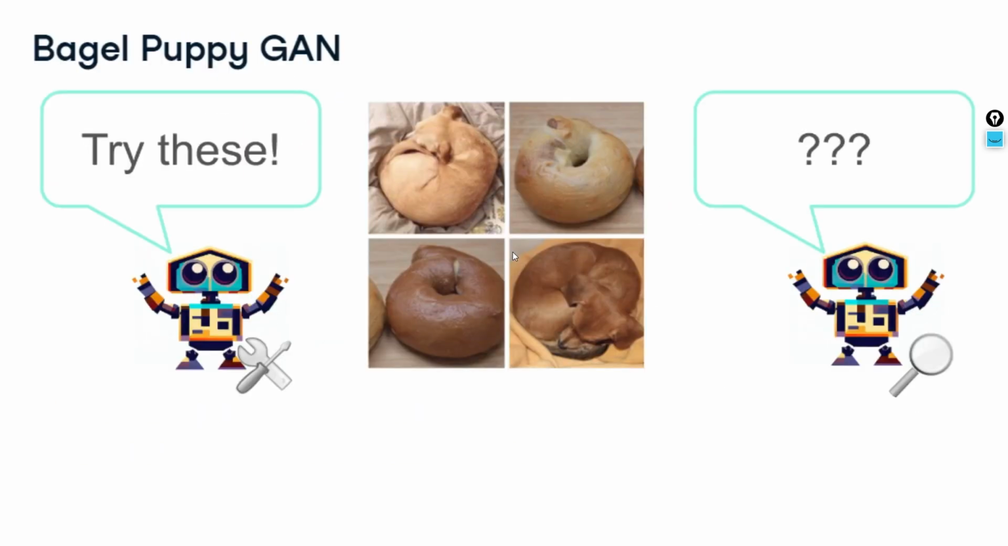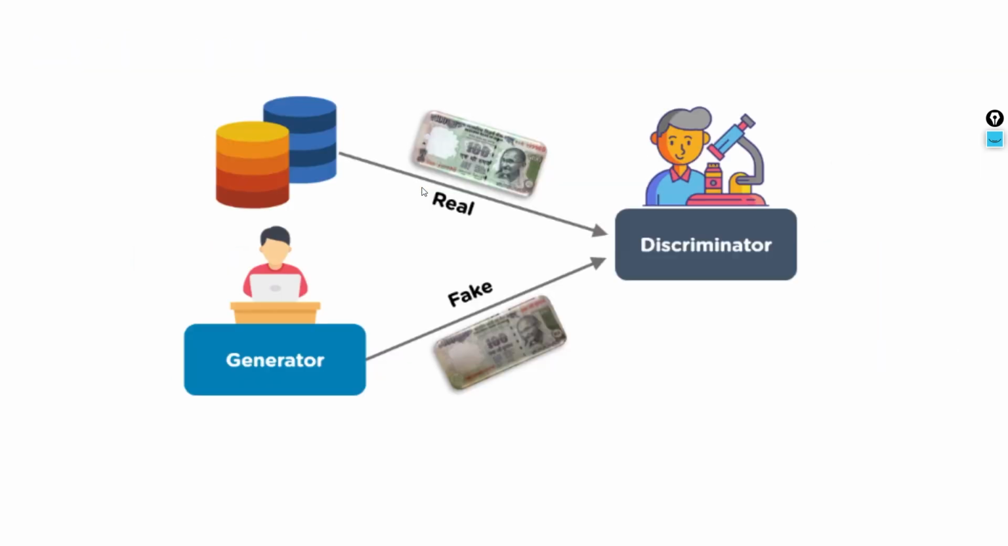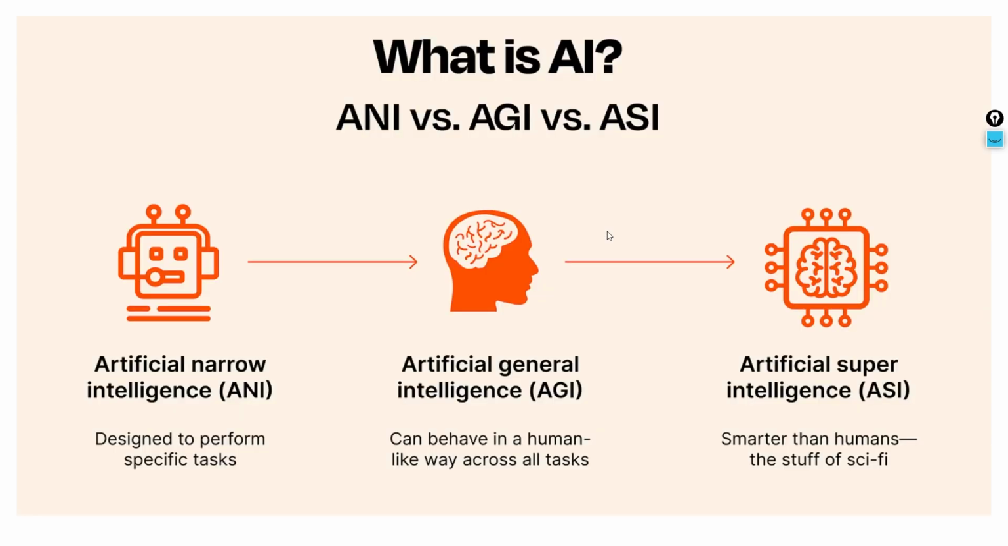So these are some examples of GANs, a few more examples. The generator will generate the fake data, and we have the real data. The discriminator will identify whether it's fake or real. This is how the training process happens.